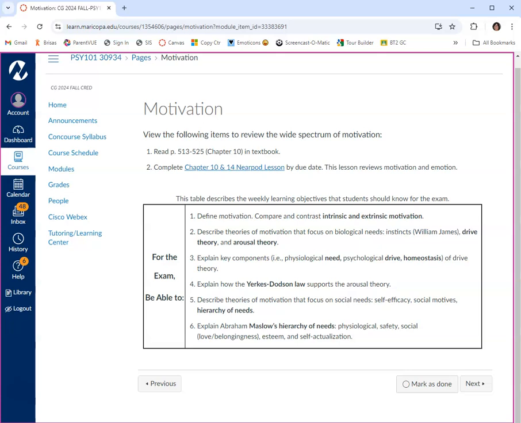This is a unique chapter in that it covers both motivation and emotion. The first section is motivation and reviews key concepts in the study of motivation. The textbook reviews several different theories of motivation, but I will only focus on 3 of them, as stated here in the box below. Please read the designated pages in the textbook and complete the corresponding Nearpod lesson.